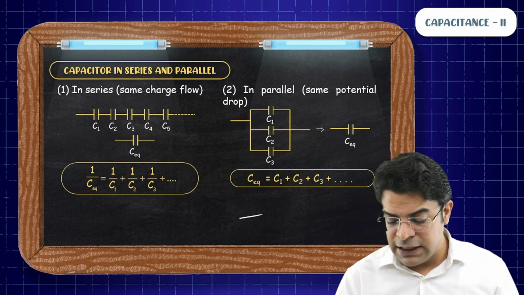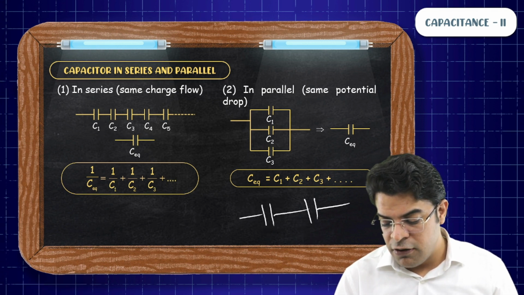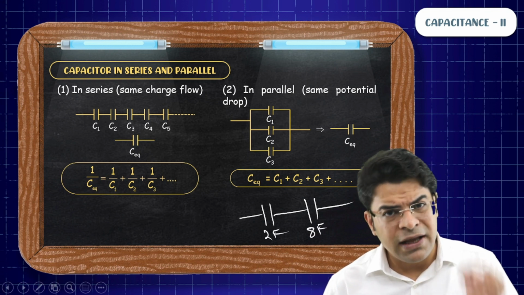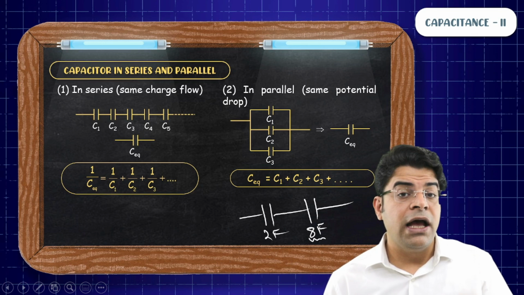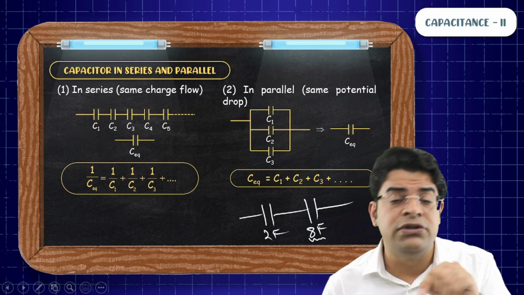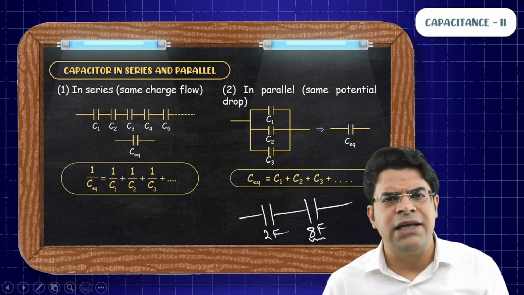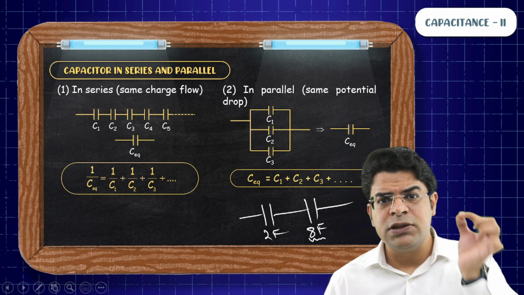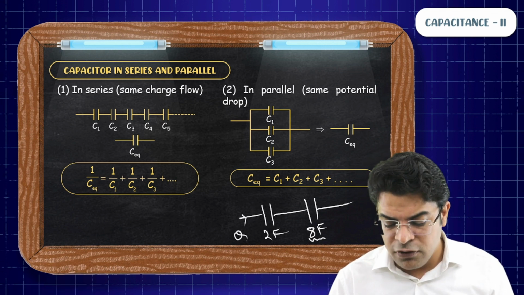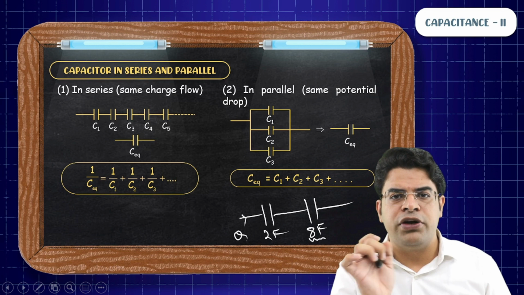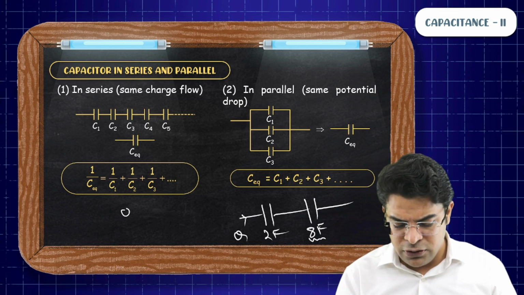To make you understand more, think of two capacitors of 2 farad and 8 farad connected in series. You can see that the second capacitor has got a capacitance 4 times that of first. First one is 2 farad, second one is 8 farad. If the capacitance is 4 times, tell me out of these two, which one will have more potential drop across it?